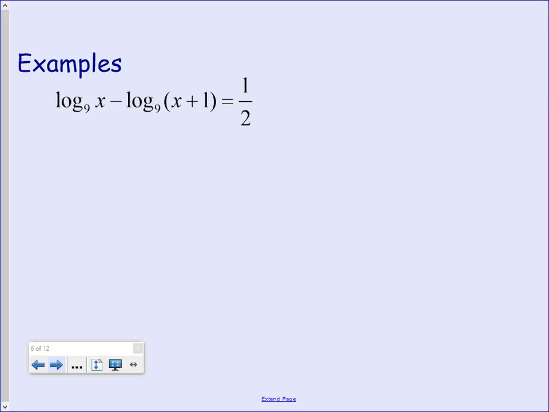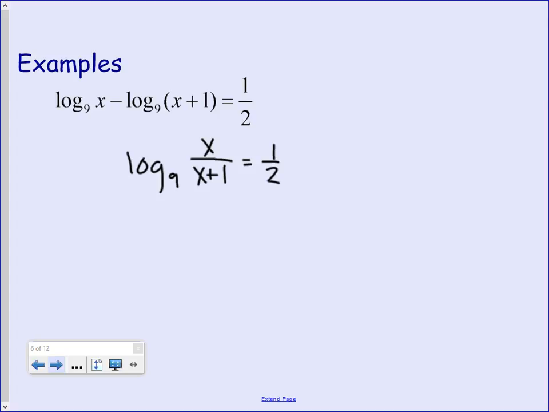How will my logs condense on the left side? They condense into log base 9 of x over x plus 1 equals 1/2. Okay. So here they're being subtracted. They're going to condense into division using my properties of logarithms. I'm going to keep log base 9. And what's really great about this is now instead of having 2 logs, I have only 1 log.